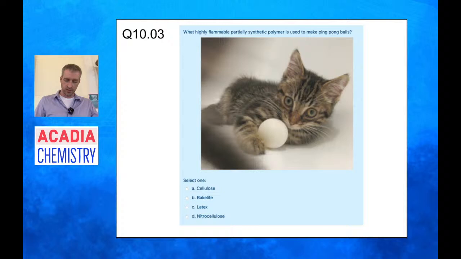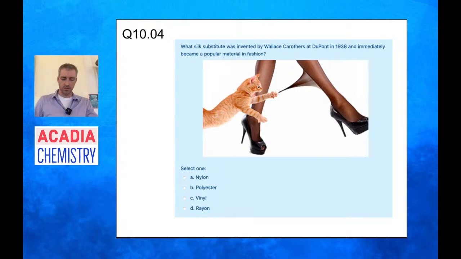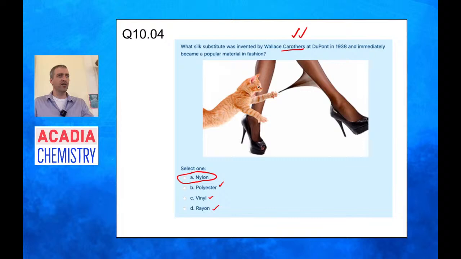Great, a few more questions. What highly flammable, partially synthetic polymer is used to make ping pong balls? The answer is nitrocellulose. Next question. I have a bit of a cat theme going on with the questions here. What silk substitute was invented by Wallace Carruthers, and this is spelled correctly, one R, at DuPont in 1938 and immediately became a popular material in fashion? That was nylon. All of these are synthetic plastics or polymers, though, that are used to make clothing as well. So there we go.